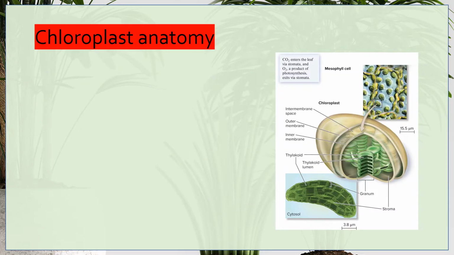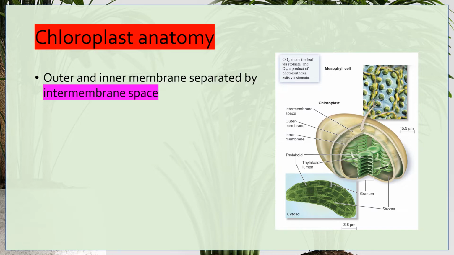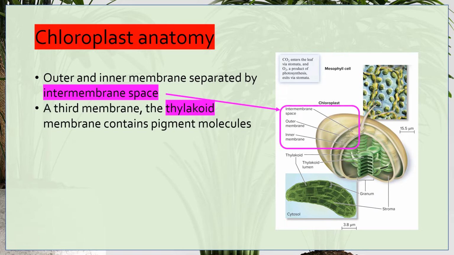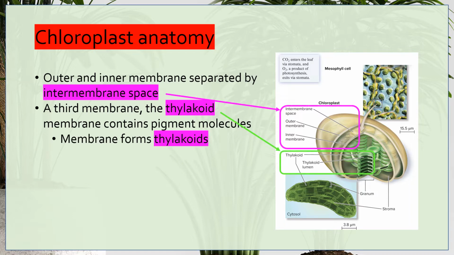Okay, so the anatomy of that chloroplast. The outer and inner membrane are separated by an intermembrane space. A third membrane, the thylakoid membrane, contains pigment molecules. So that's where the green is found. This membrane forms things called thylakoids. They are enclosed by a thylakoid lumen.